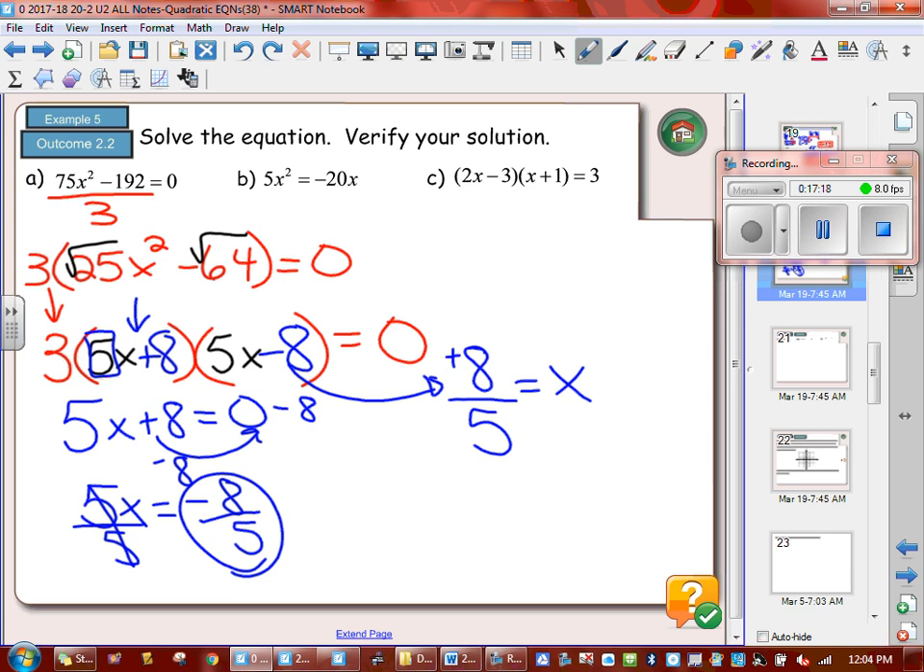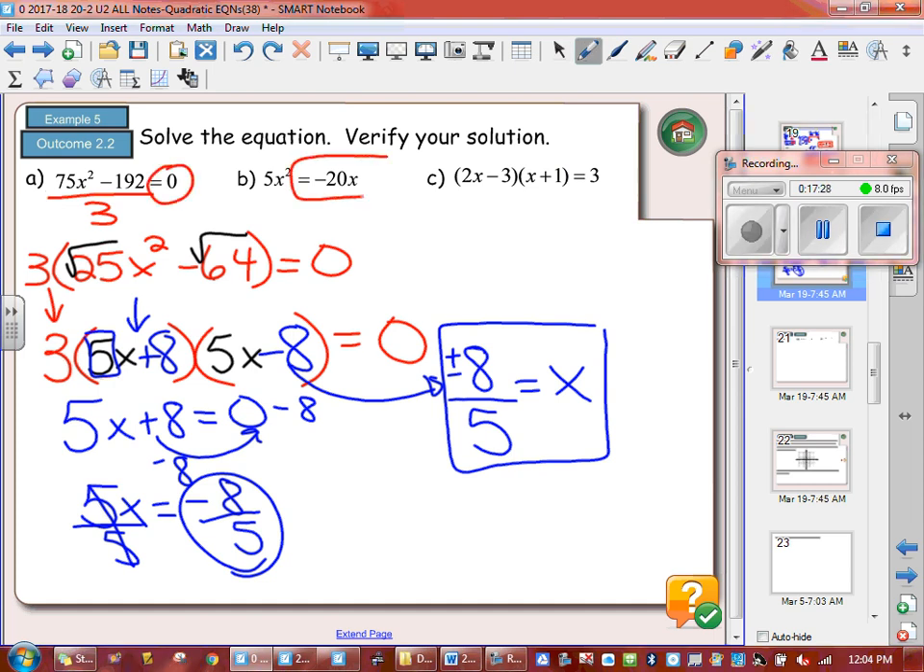Now, when we have each question, we always must have it equal to 0. This question does not equal 0, which means I have to take my 20 to the left so that it can equal 0. Same with letter C, it doesn't equal 0, which means I have to FOIL or area box this first, then move the 3 over so that it will equal 0. So let's do that process.